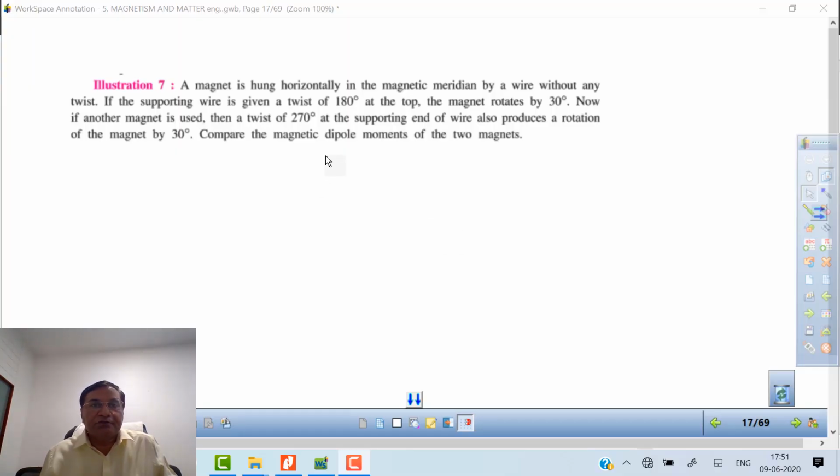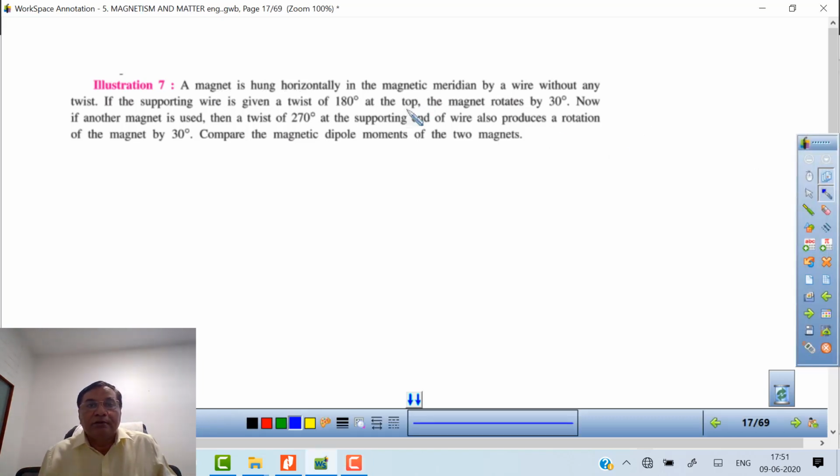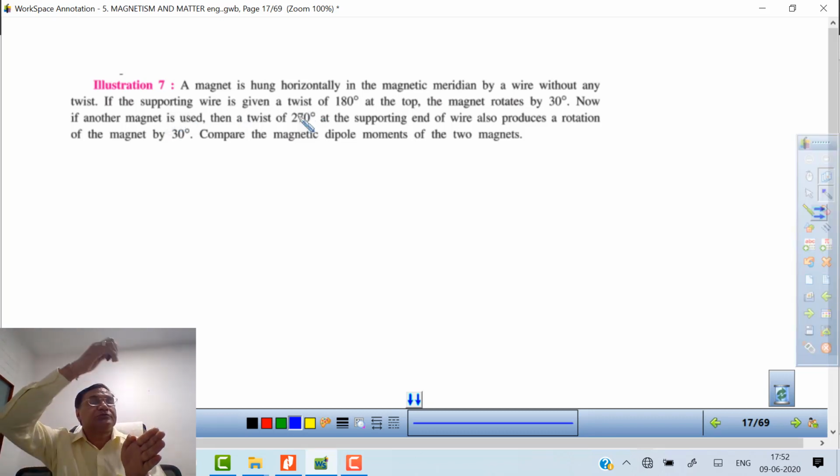So students, in this problem, a magnet is hung horizontally in a magnetic meridian by a wire without any twist. So it remains in the magnetic meridian. If the supporting wire is given a twist of 180 degrees, suppose this wire is the top and we are giving a twist like this. The string is tied here, the magnet is below, so first it is arranged like this. I give this a twist of 180 degrees.